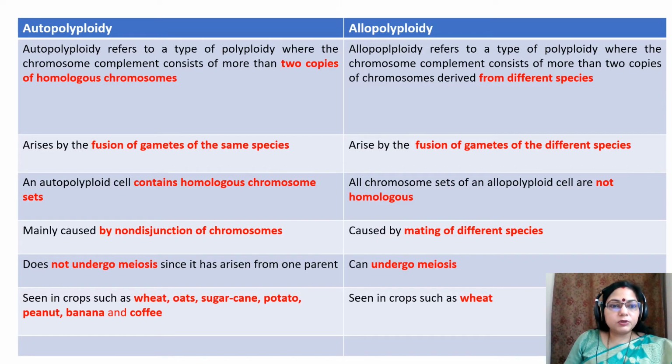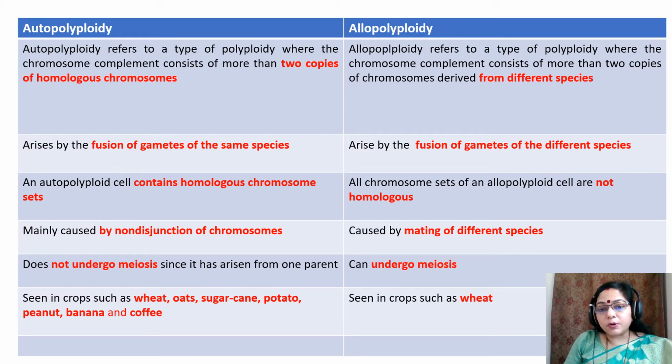Let us see the difference between autopolyploidy and allopolyploidy. Autopolyploidy refers to a type of polyploid where the chromosome complement consists of more than two copies of homologous chromosomes. It arises by fusion of gametes of the same species. An autopolyploid cell contains homologous chromosome sets. It is mainly caused by non-disjunction of chromosomes. It does not undergo meiosis since it has arisen from one parent. It is seen in crops such as wheat, oat, sugarcane, potato, peanut, banana, and coffee.